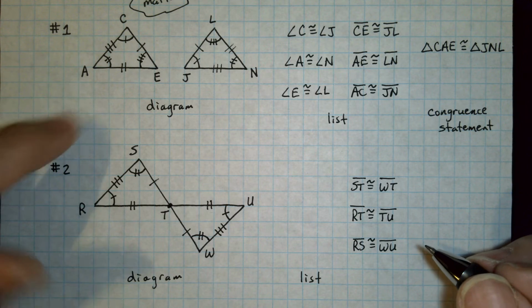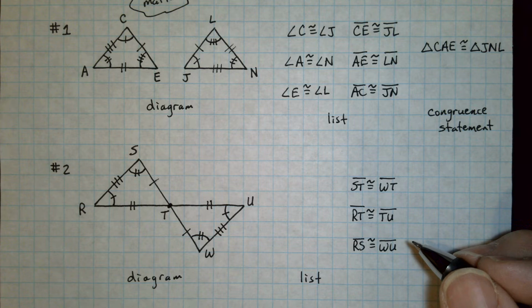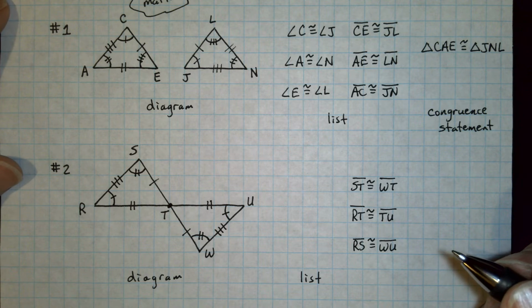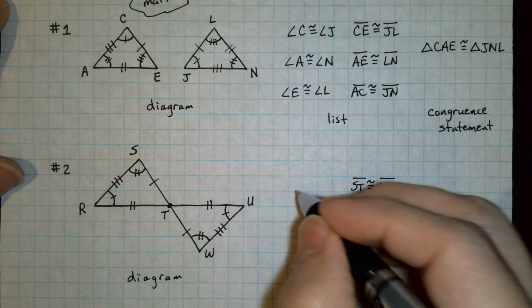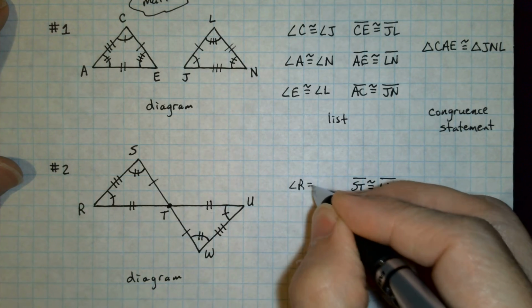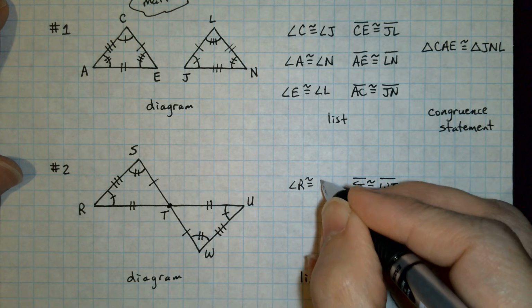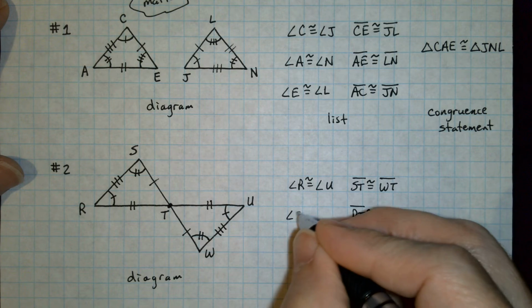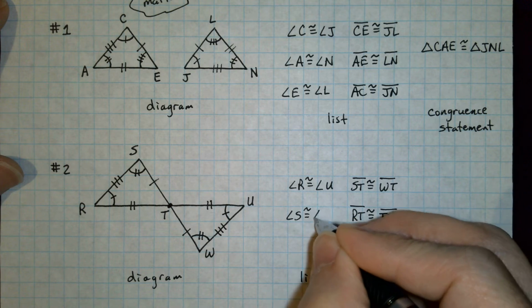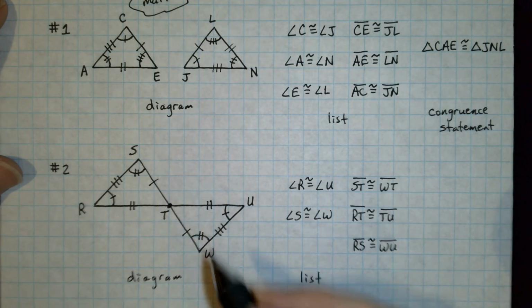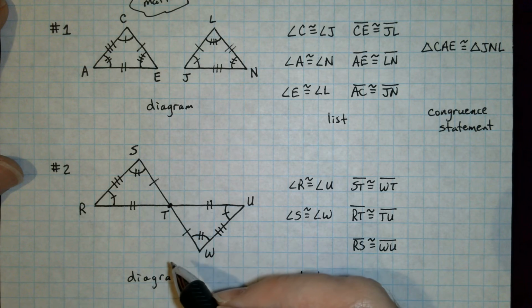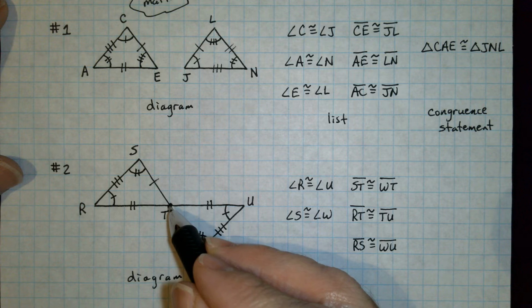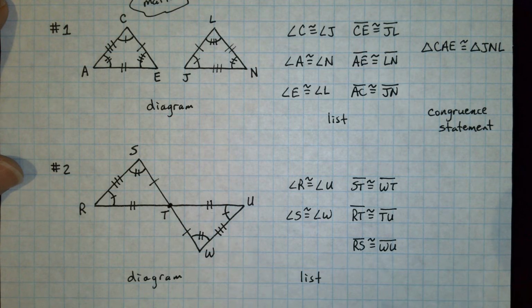That one's done just the same as we did in example number 1. Now the angles are a little different. We have angle R and angle U with the same marking. We have angle S and angle W. But when we get to our third one, we notice that there's more than one angle at T, so we're going to have to use 3 letters to name these angles.